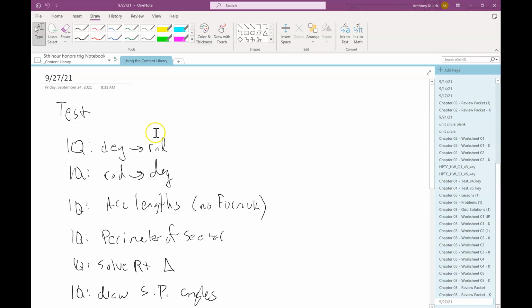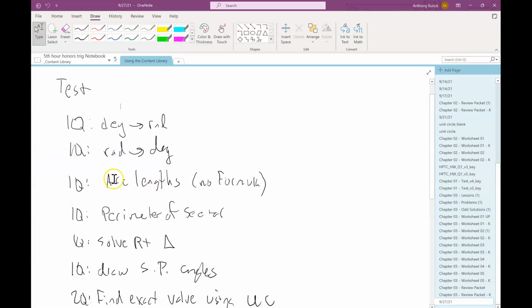So for the test, you'll have to be able to convert degrees to radians. One question doing that. One question going radians to degrees. You'll have one question where you have to calculate some arc lengths. I will not be providing the arc length formula, so you need to make sure you have that committed to memory, as is, of course, the conversion between radians to degrees.